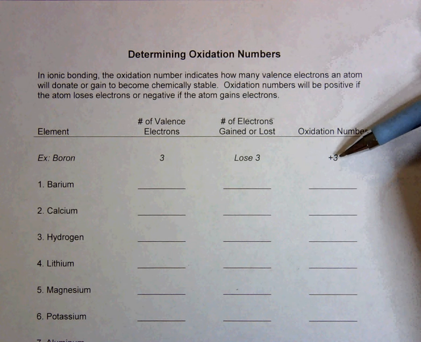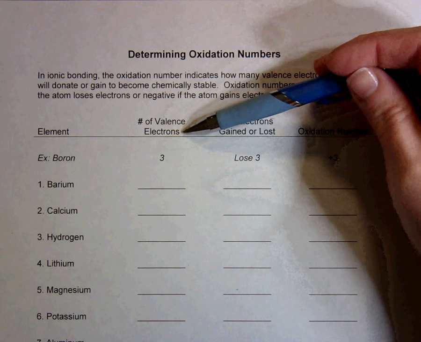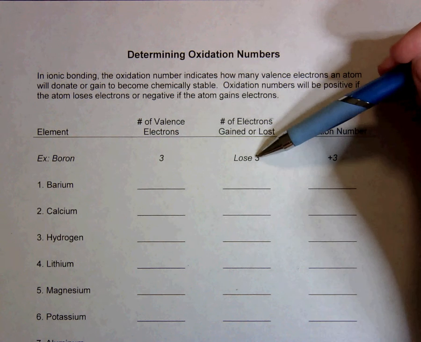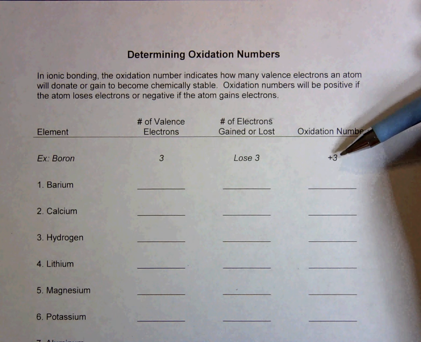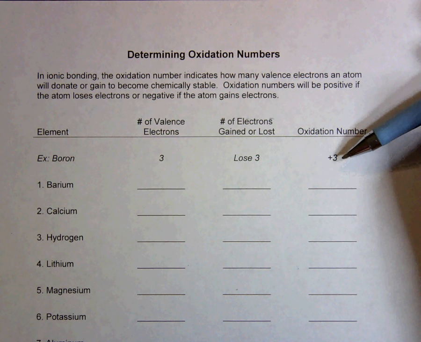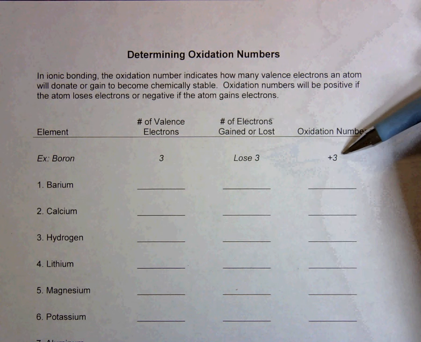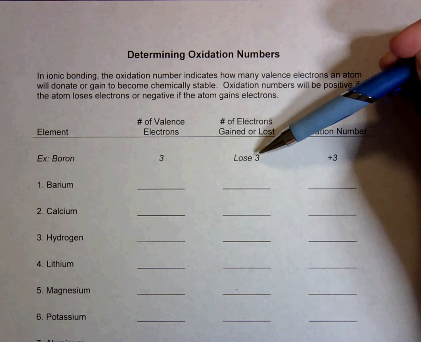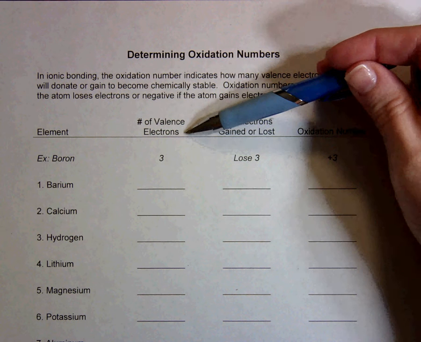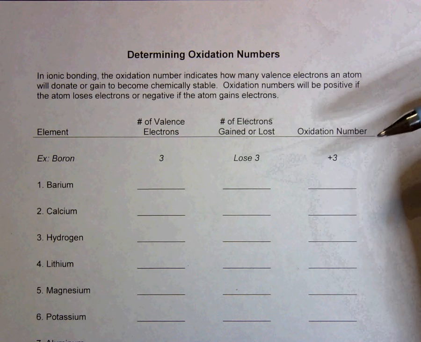Then here, the oxidation number is the charge that it has after it gains or loses those electrons. Electrons have a negative charge. If you lose 3 negatives, your overall charge will now be positive, because you will now have more protons, which are positive, than you have electrons. So however many you lose is the positive charge for that element. If you were to gain electrons, you'd be gaining negatives, and so you would end up with a negative number here.